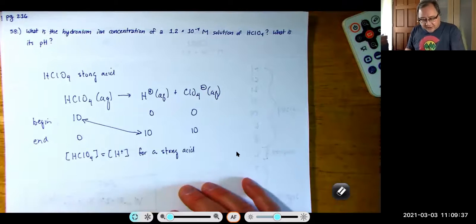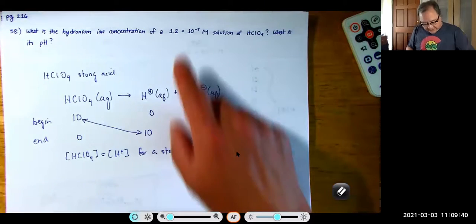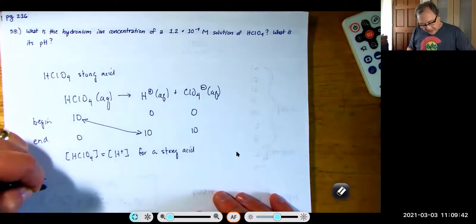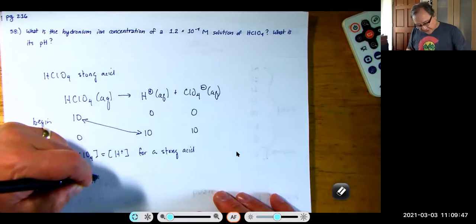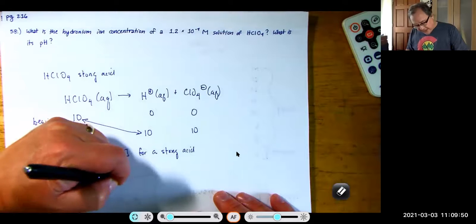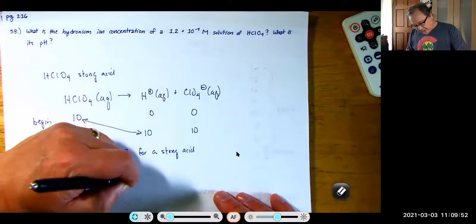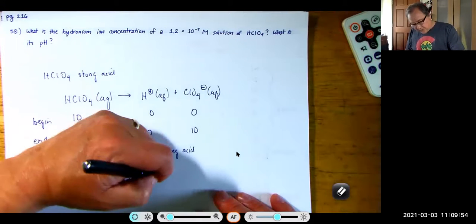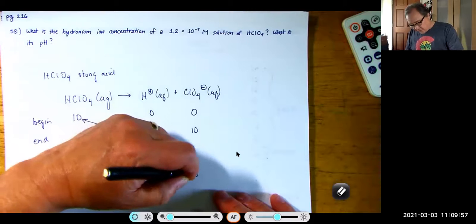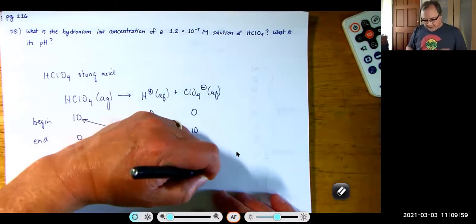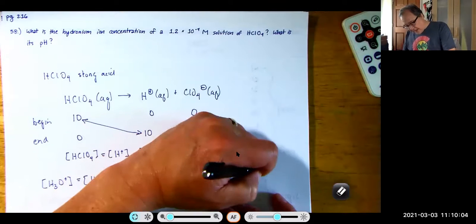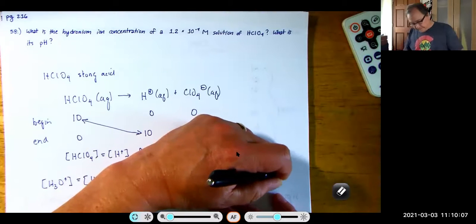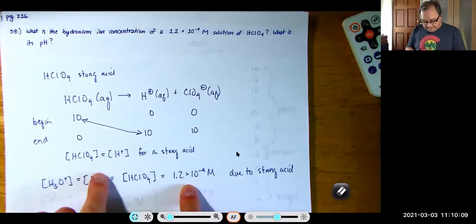So when they ask us what is the hydronium ion concentration here, we would say that the hydronium ion concentration, which is the same as our H plus concentration, is the same as our acid concentration, which is 1.2 times 10 to the minus 4 molar. And this is due to the strong acid. So they're the same because this is a strong acid.